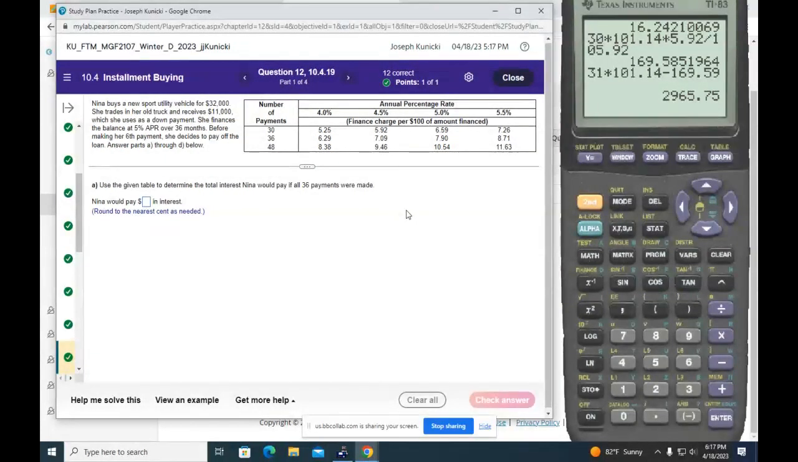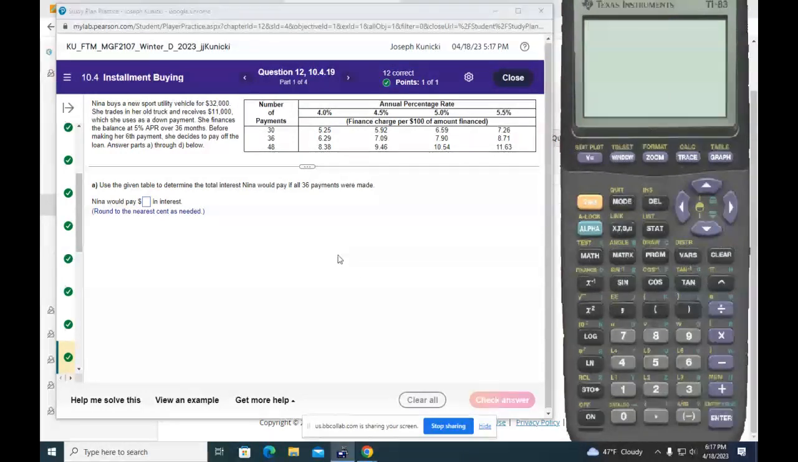Nina buys a new sports vehicle for $32,000. She trades in her old truck and receives $11,000, which she uses as a down payment. So she only really borrowed $21,000. She finances the balance at 5% over 36 months. Before making her 6th payment, she decides to pay off the loan. So this is real similar, only now we know everything. Using the given table, determine the total interest Nina would pay if all 36 monthly payments were made.